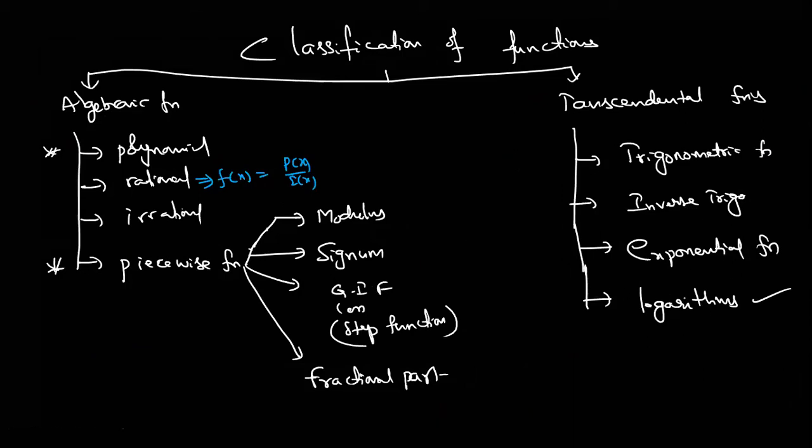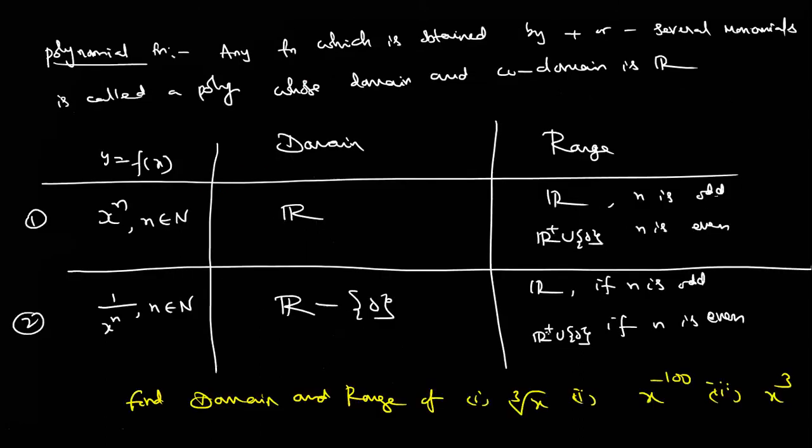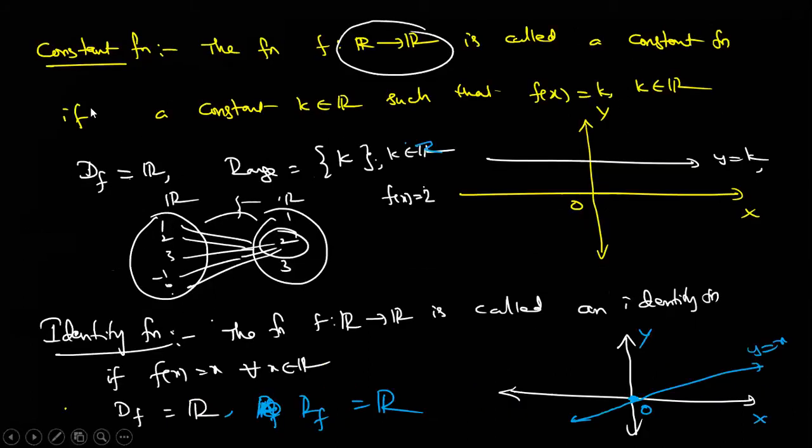Let us see. Polynomial function: any function which is defined by either plus or minus several monomials is called a polynomial. I'm giving some examples also. So listen carefully, all of you, please. What is the domain? What is the range? First of all, we're discussing the constant function. In this case, what is the domain? R. What about the K?